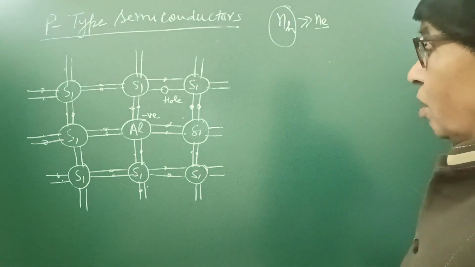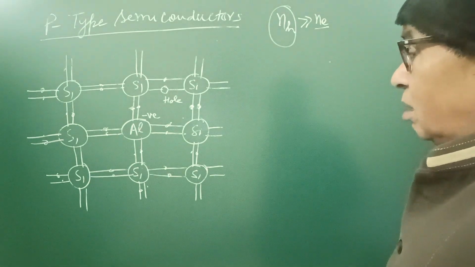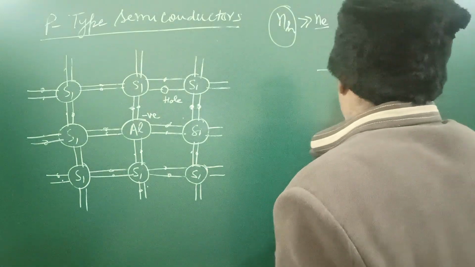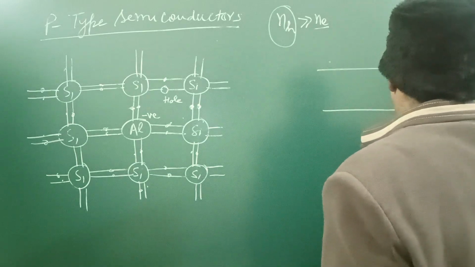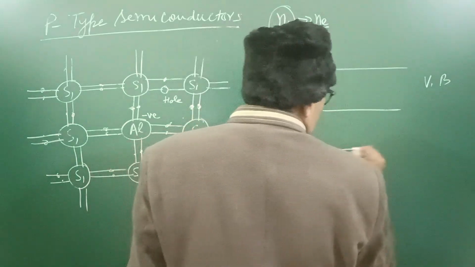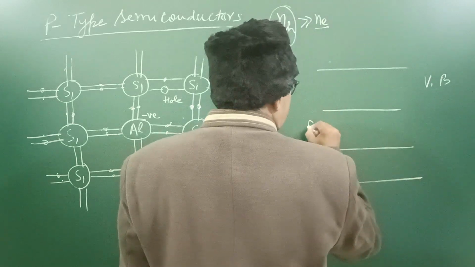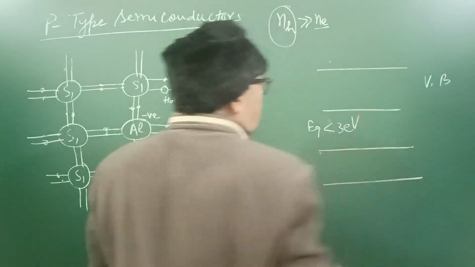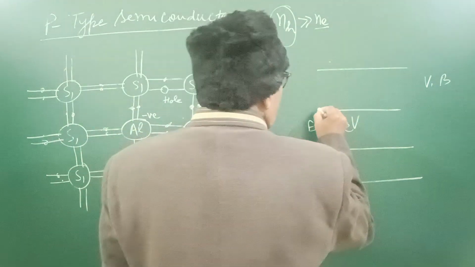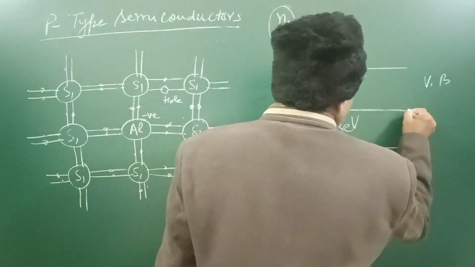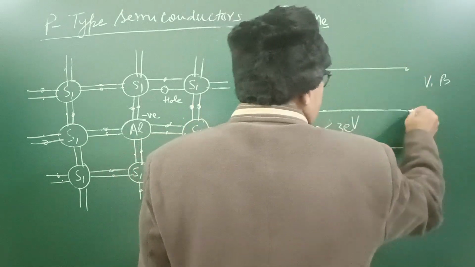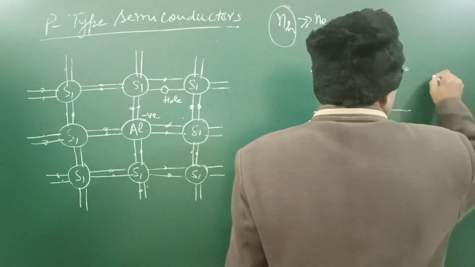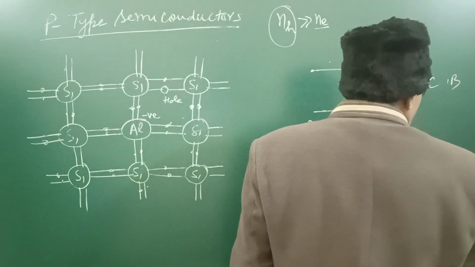Now, how can we explain the conductivity on the basis of the band diagram? Here is the valence band. You are familiar with this. This is the energy gap, less than 3 electron volt. Please remember this 3 electron volt. Now you need to remember a lot. If you want to be an expert in the subject, some things should be learned. This is the conduction band, and this is the valence band.